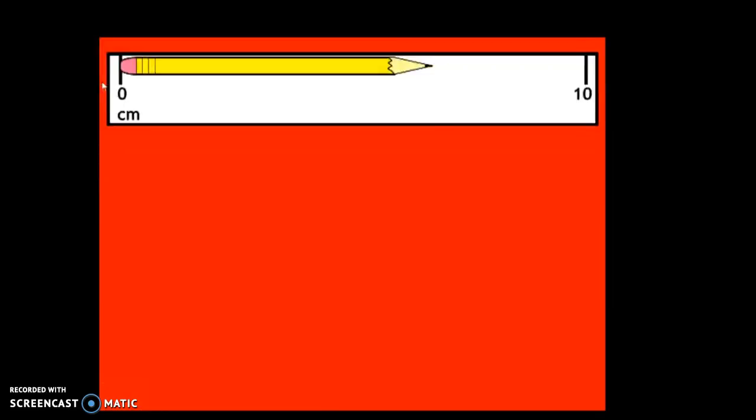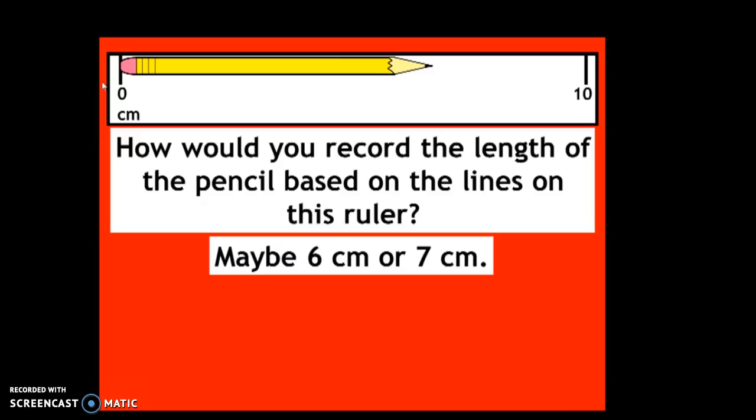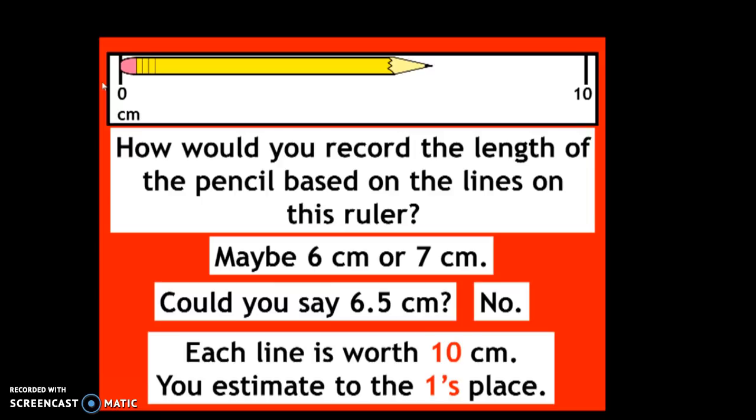Here we have a ruler that doesn't seem to have very many lines on it at all. But it illustrates a point that I'd like to make about how you add an estimated digit. In this case, to record the length of the pencil based on the lines of the ruler, we know it's going to be somewhere between 0 and 10. And that's all we know. Maybe it's 6 centimeters, maybe it's 7 centimeters. Could we say 6.5 centimeters? And the answer is no.